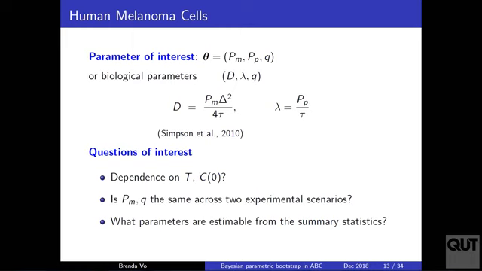So the parameters of interest, we only have 3 parameters, and the question could be whether these parameters depend on the times, depend on the initial cell densities, or whether they are the same across two experimental scenarios, or whether we can estimate them from the summary statistics.